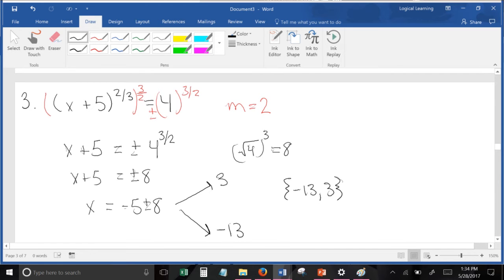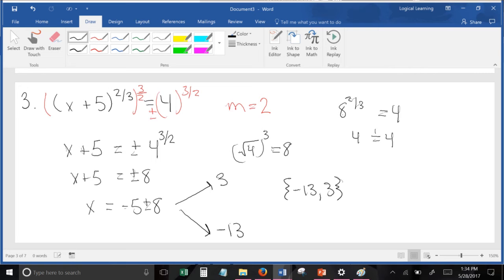If we put in 3 for x, 3 plus 5 is 8. So we have 8 to the 2/3 equals 4. Well, we know that 8 to the 1/3, or the cubed root of 8, is 2. And 2 squared is 4. So we have 4 equals 4, and we see that that is the correct answer.